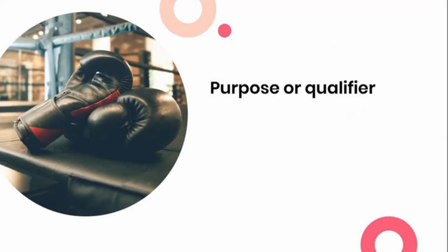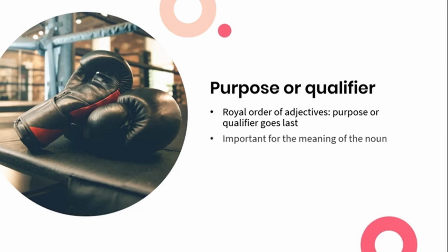The very last adjective in the royal order of adjectives is purpose or qualifier. These adjectives are extremely important to the meaning of a word in order to categorize it. For example, boxing gloves. The word boxing functions as an adjective of purpose or qualifier in this context.